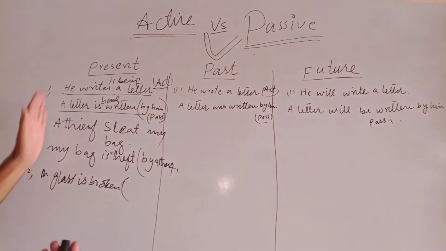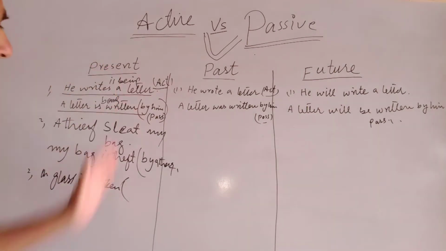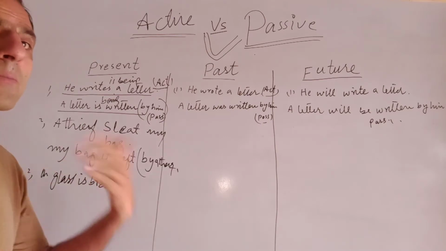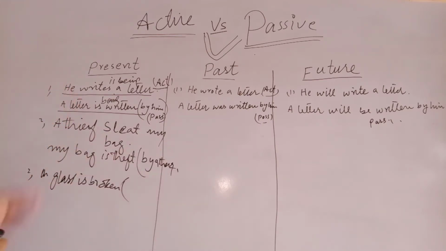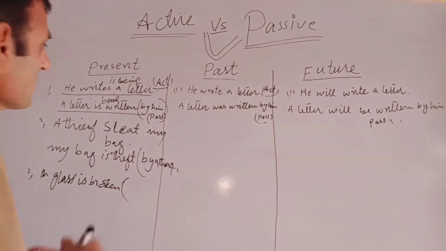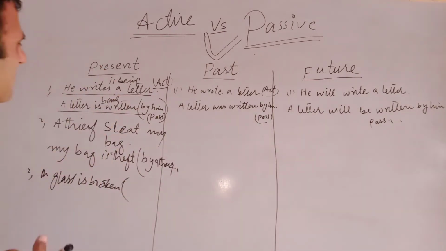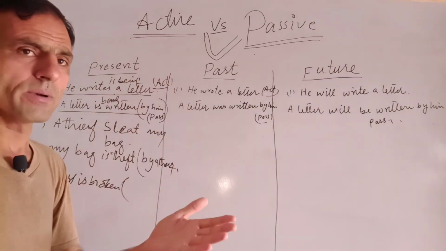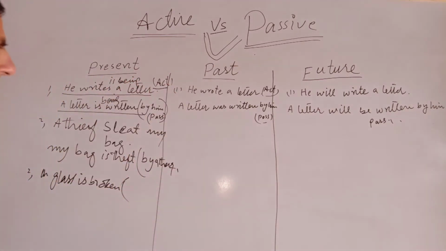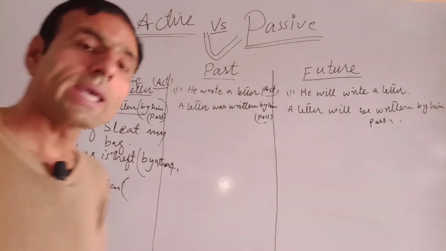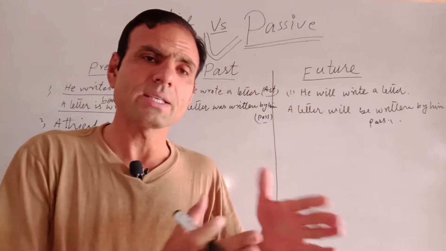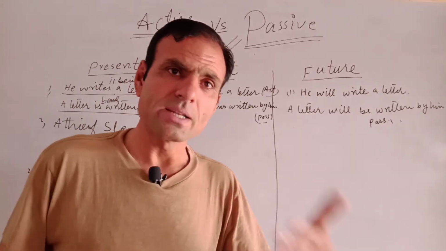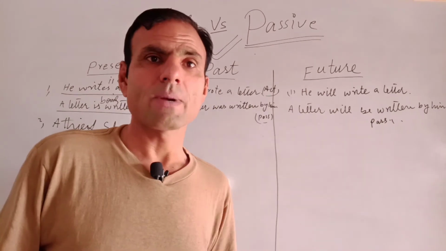Okay, now if we write the same sentence into past participle or the perfect tense, how? He writes a letter. First we change this sentence into the perfect: he has written a letter. This is the present perfect. Now, a letter has been written by him. This is the passive voice form of present perfect tense.